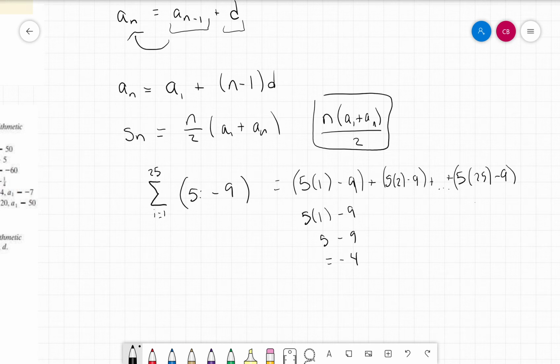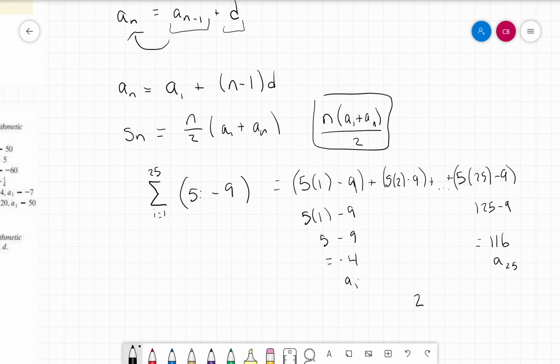So 5 times 25 is 125 minus 9, which I think is, let me make sure, I don't want to mess this up. 125 minus 9 is 116. So we've got negative 4 and 116. This is technically a_25, but that's the n because it's the biggest one. And this is a_1.